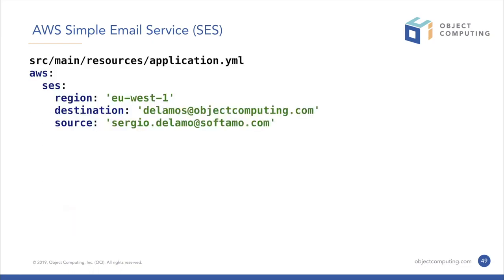So in application.yaml, you will have something like this, where you have a region. I am based in Madrid, so the closest AWS region to where I live is Ireland. So that is a US one. And yeah, two email addresses: my OCI email address and my personal address.